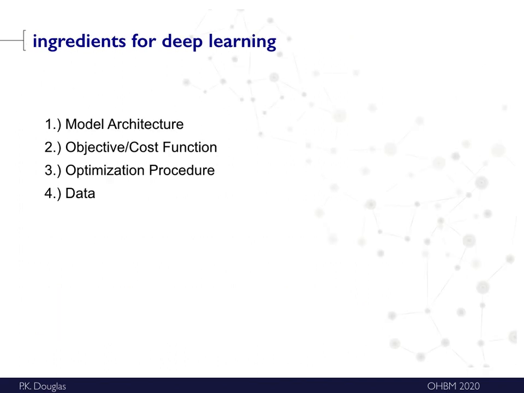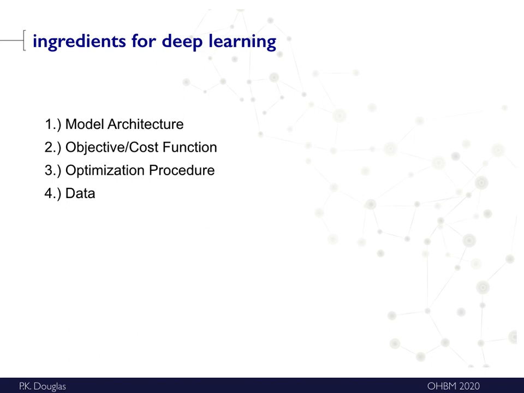So, what are the ingredients that we need for deep learning? We need to, of course, define our model architecture, a cost function, our optimization procedure, and our training data. As you learned about in previous lectures, there are semi-supervised learning schemes and unsupervised learning without labels. In this lecture, we'll mostly consider the classic supervised case, where the training data have labels.